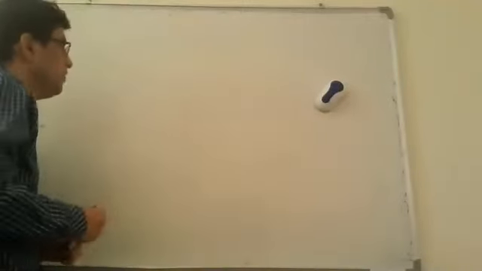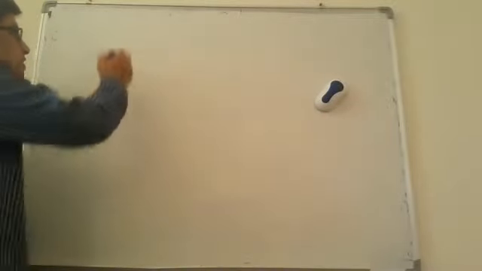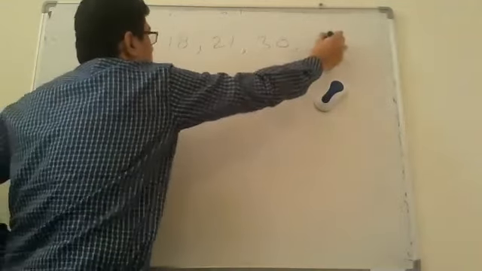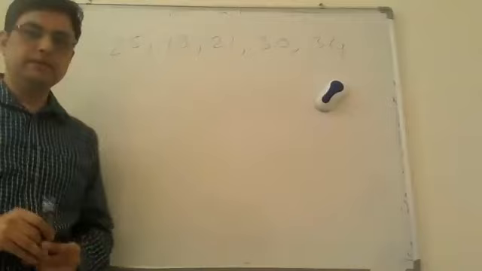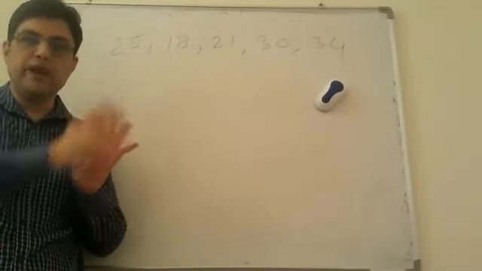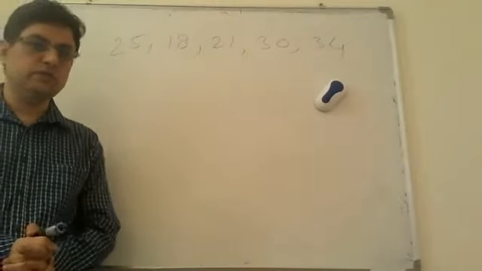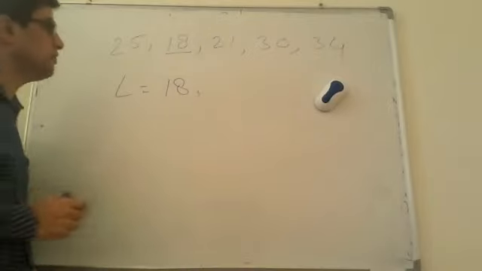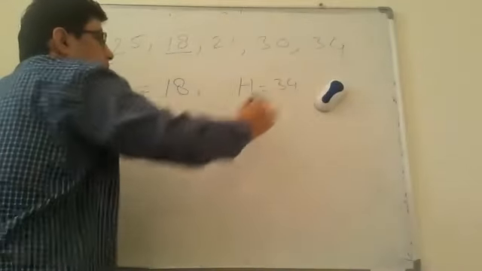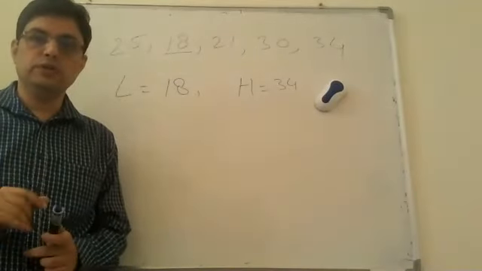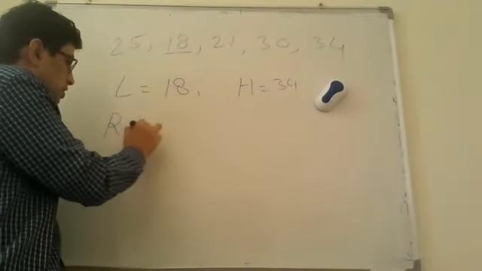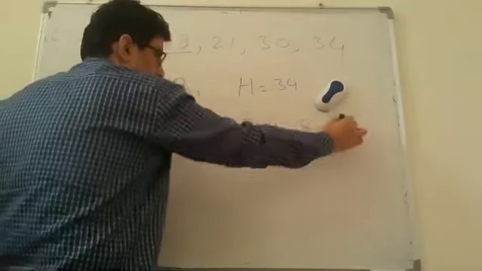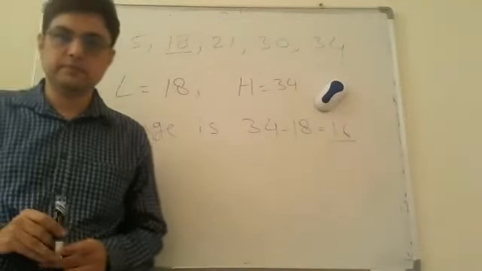So, for example, if we have the ages of 5 students, here you can see there are 5 data, the ages of different students. The lowest value is 18. The highest value is 34. So the range is 34 minus 18, which is 16. This is the range.